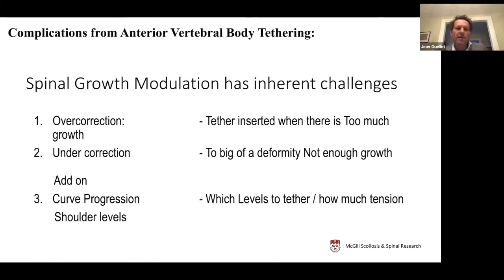And then there is also this issue of which levels to tether, and more specifically, how much tension should we be putting across the segments? Because if you fuse too long, well, the same concept: if you tether too long, then you may be creating deformities elsewhere. So obviously the risk of add-on, the risk of curve progression, or risk of shoulder asymmetry. These are all complications that are related to growth modulation.